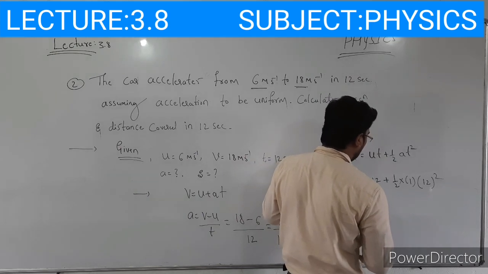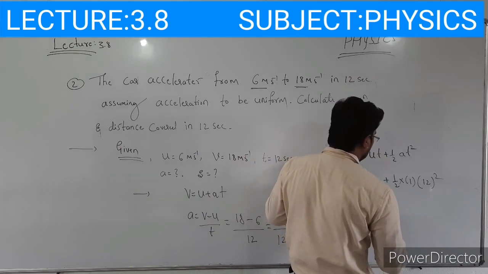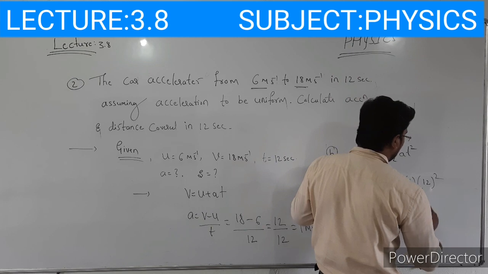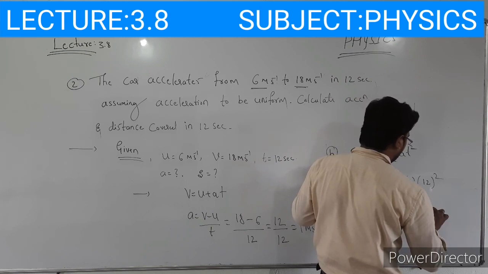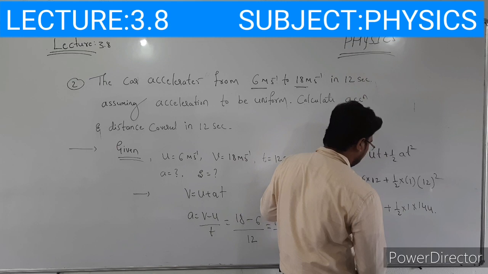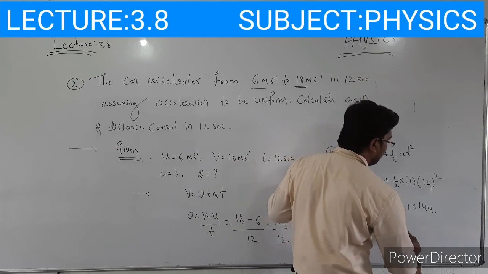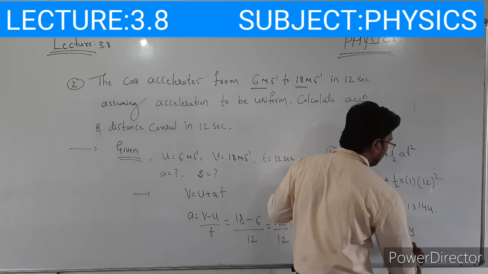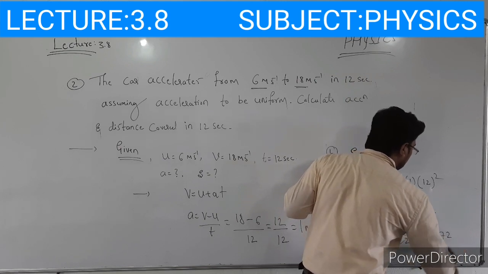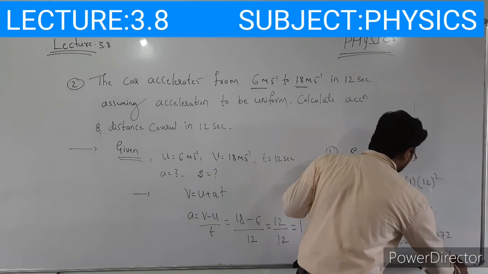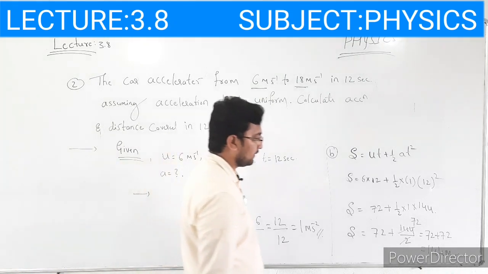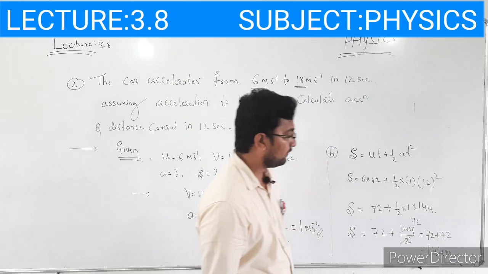So then s is equal to 12 into 6, 72, plus 1 by 2 into 1 into 144. Then s is equal to 72 plus 144 divided by 2. 144 divided by 2 becomes 72. This is equal to 72 plus 72, that is equal to 144 meter, right? So the acceleration of the car is 1 meter per second square and the displacement in the 12 seconds is 144 meter.